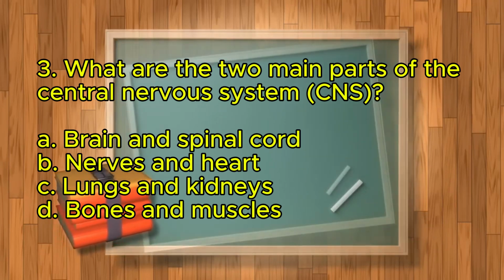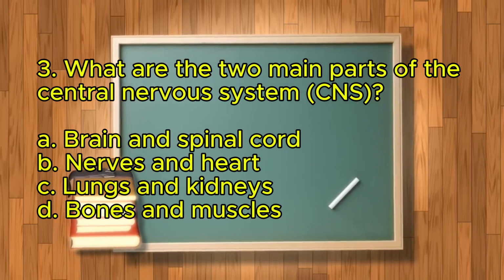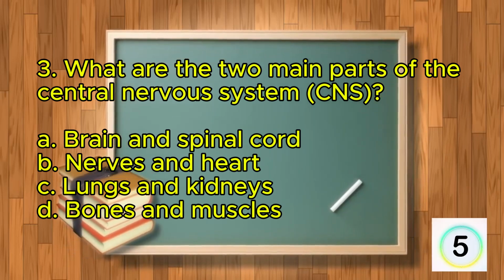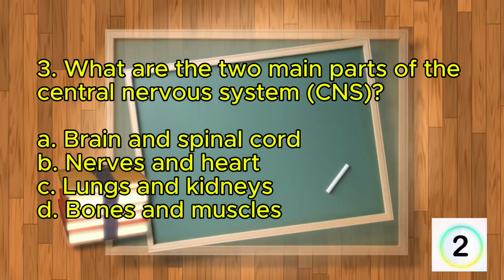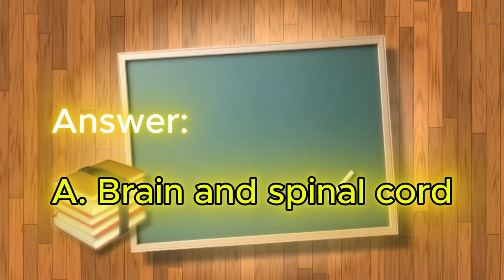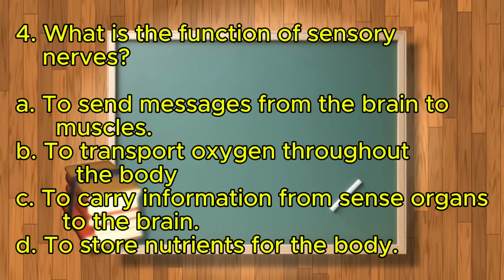A. Brain and spinal cord. B. Nerves and heart. C. Lungs and kidneys. D. Bones and muscles. Answer. A. Brain and spinal cord. 4. What is the function of sensory nerves?